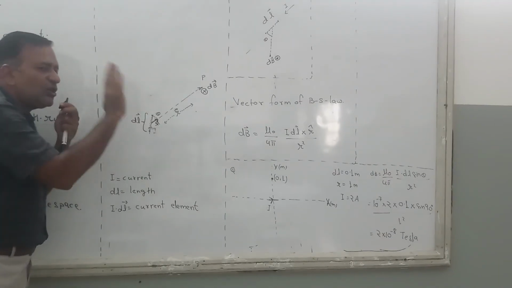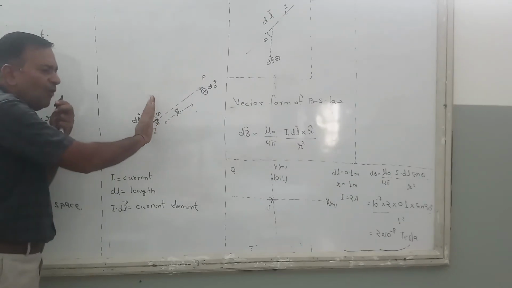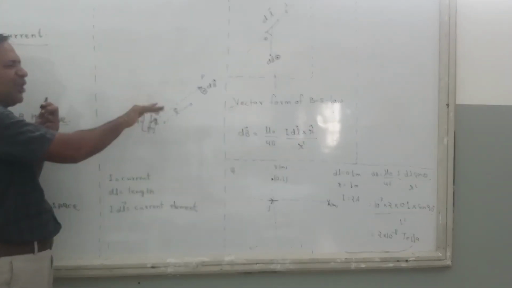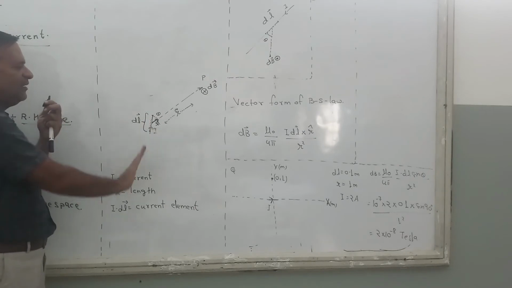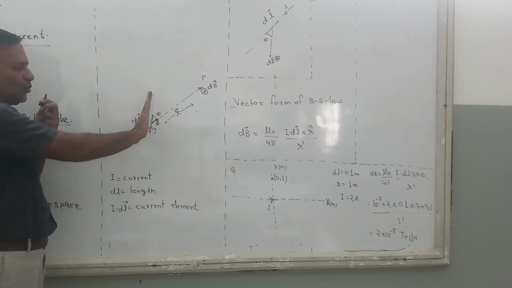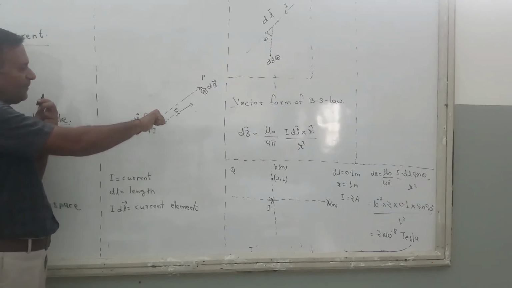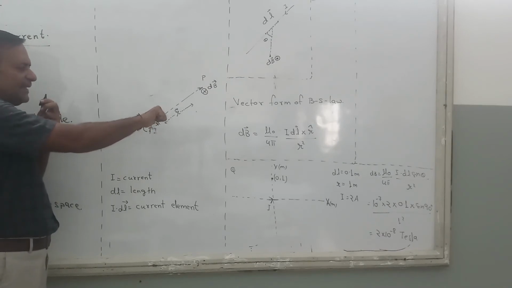So how to find it? First, what is the direction of dl? This. So keep the fingers in the direction of dl. Then move your fingers towards the direction of r. Close the fingers towards the direction of r. So this is dl. Where is r? R there. So close the fingers, make a fist, r and a thumb. Thumb will tell you the direction. What is the direction? It is inside.